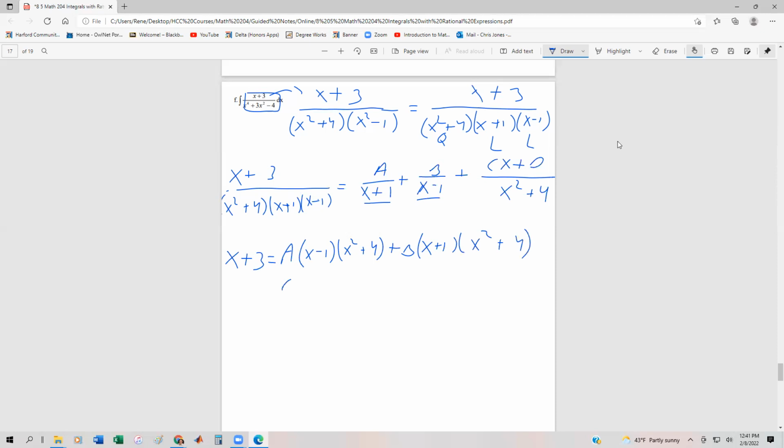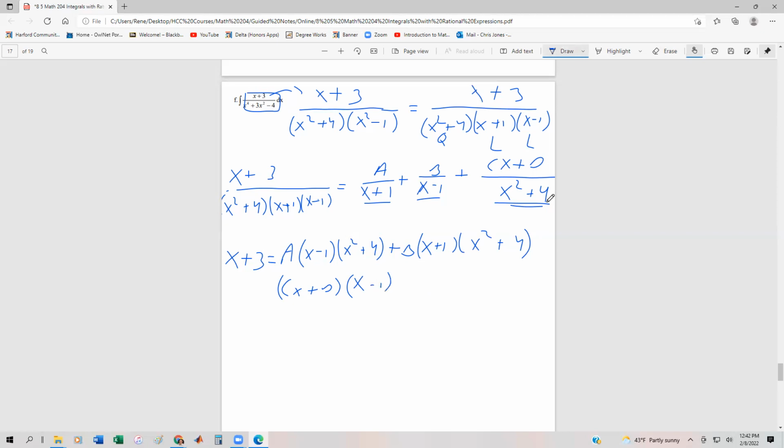And then finally, we have Cx plus D, and the x squared plus 4 is not going to be part of the product. So that means we're going to have x plus 1 times x minus 1, which we already said is the same thing as x squared minus 1. I'm just going to write it in that form because it's a little bit easier for us to work with.